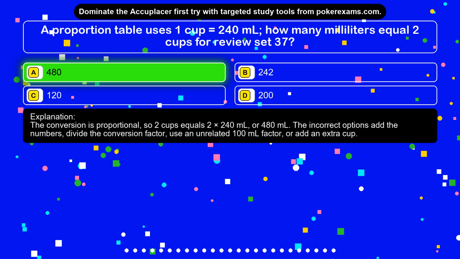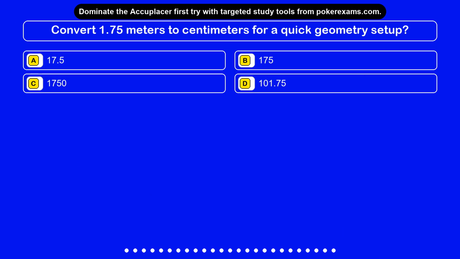Question 6. Convert 1.75 meters to centimeters for a quick geometry setup. Option A, 17.5. Option B, 175. Option C, 1750. Option D, 101.75.